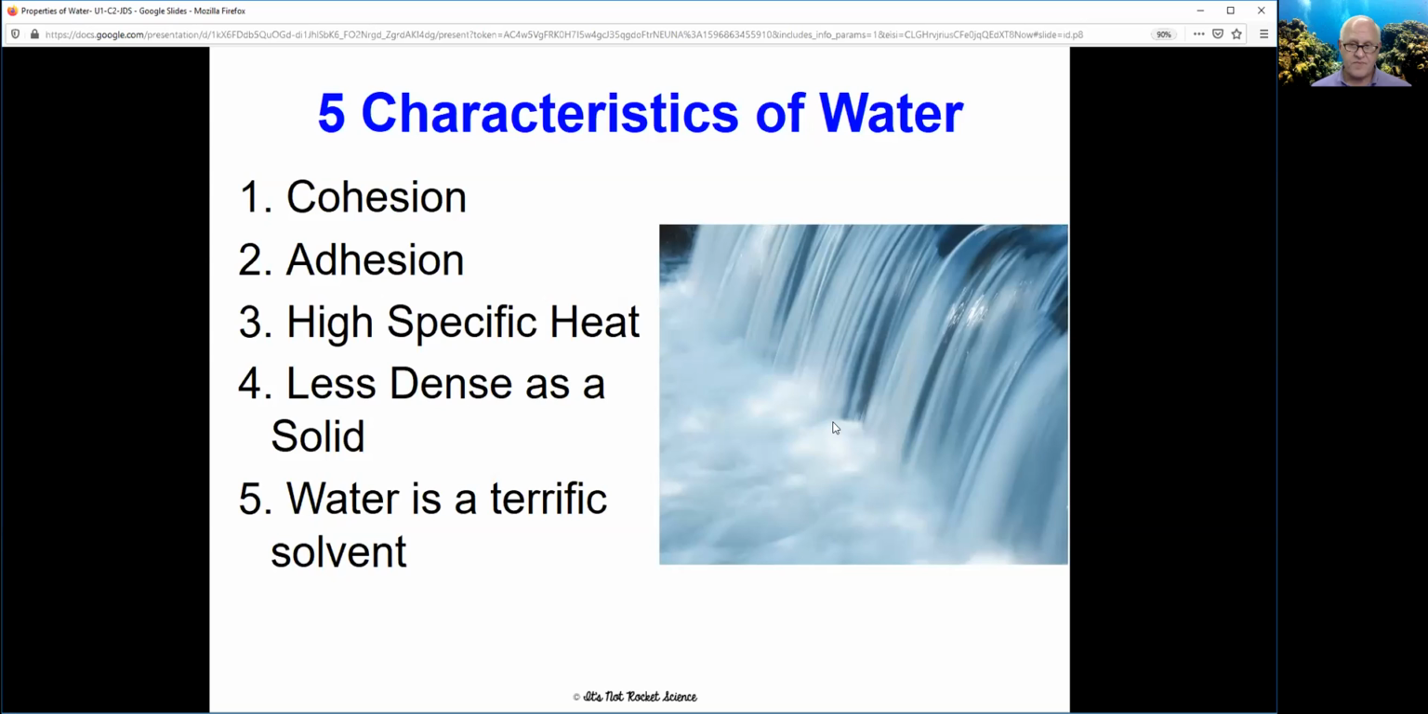Now, there's 5 characteristics of water, and we're going to go through each one of them today. There's cohesion, adhesion, high specific heat. Water is less dense as a solid, and water is a terrific solvent. So make sure you add these terms to your vocabulary section, and we'll go through each one of them as we move along.